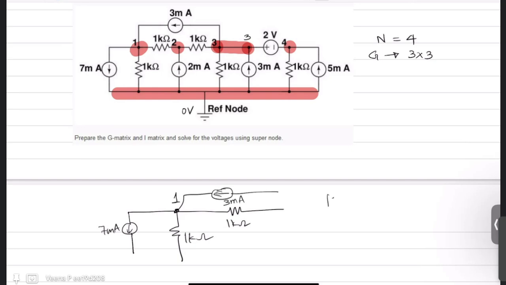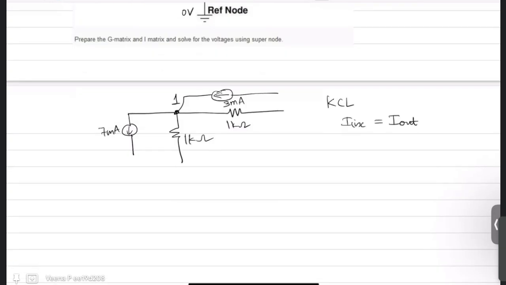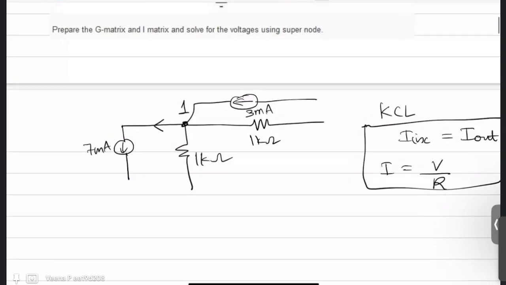Now when you apply nodal analysis on a particular node, you will write the KCL equation, which is incoming currents is equal to outgoing currents. Now, whether they are really incoming or really outgoing, we don't know. We just assume a particular direction and we write the KCL equation. And also you know that current is given by voltage by resistance. So these two you should know, then only you can write the nodal analysis node equations. Already 7 milliampere is given and 3 milliampere is given, so there is no need to assume it.